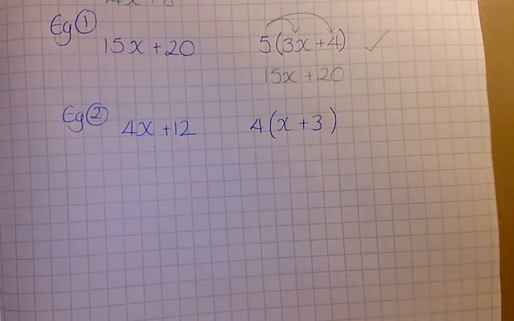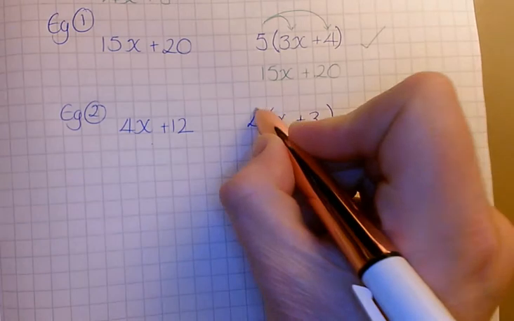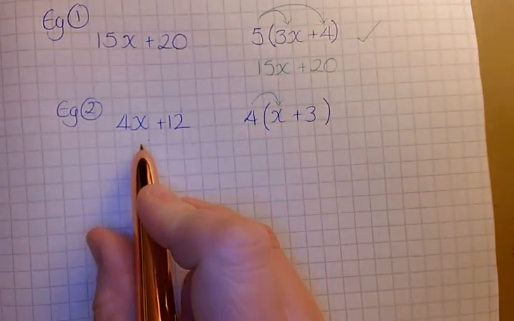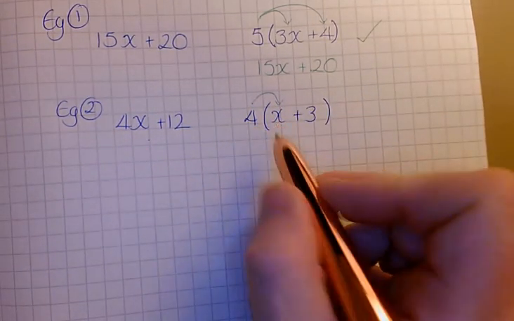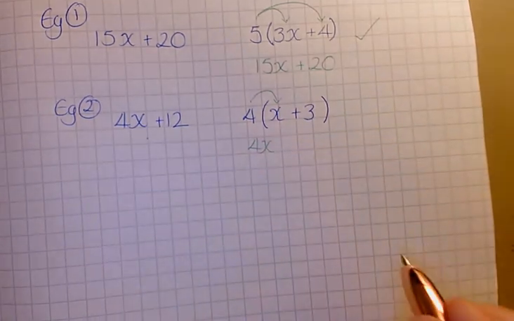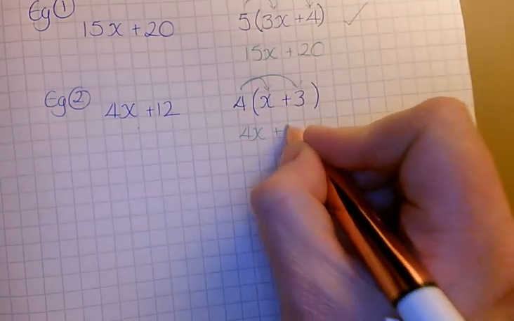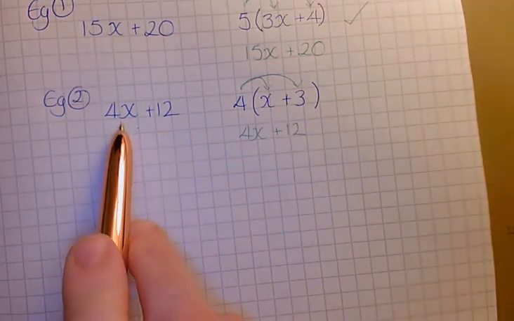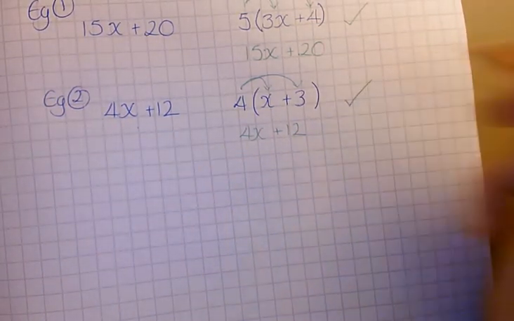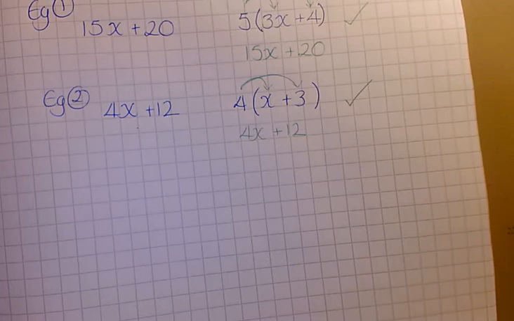Again, I can check that this is correct by expanding the bracket and hopefully getting back to this expression here. So 4 times x is going to give me 4x, and 4 multiplied by 3 is going to give me 12. These two match, so I know that that factorisation is correct as well.